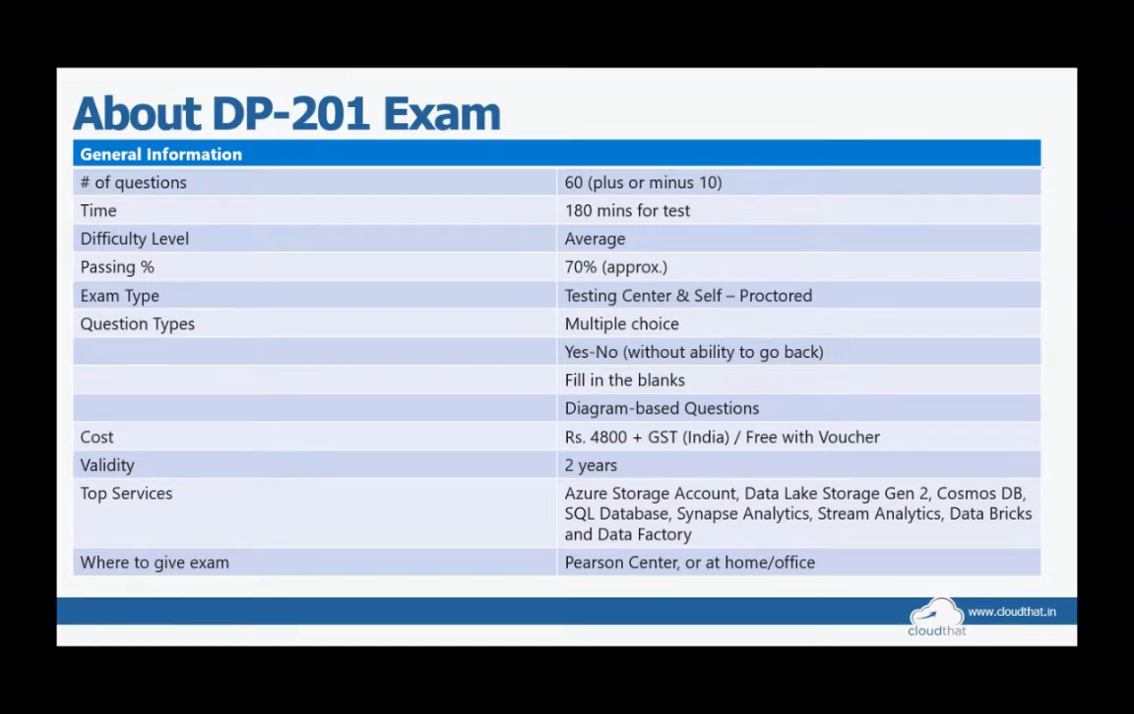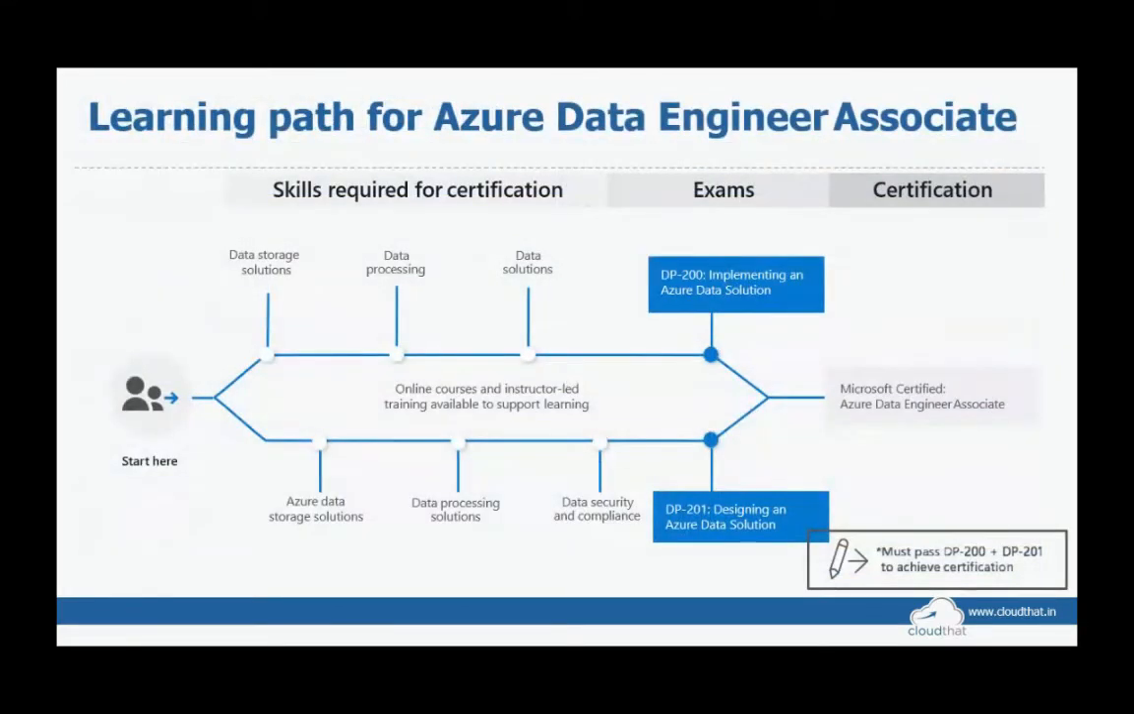How is the learning path of Azure Data Engineer Associate structured, right? The Azure Data Engineer Associate comprises two different certifications, DP-200 and DP-201. You must pass both DP-200 and DP-201 to achieve the Azure Data Engineer Associate certification. Today we are going to focus on the DP-201 examination, where questions will come from Azure storage solutions, your ability to architect Azure's data storage solution, your ability to architect data processing solutions, and your ability to architect with respect to security and compliance of your data, right?